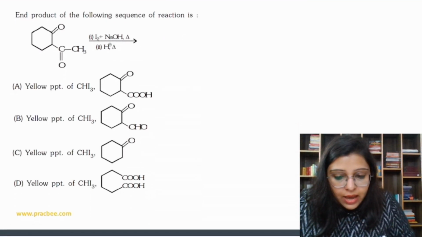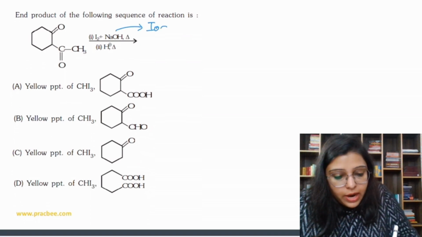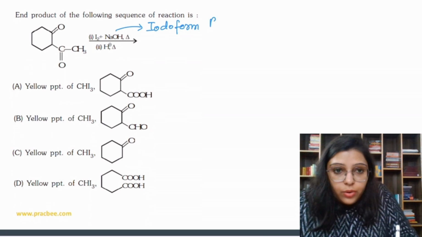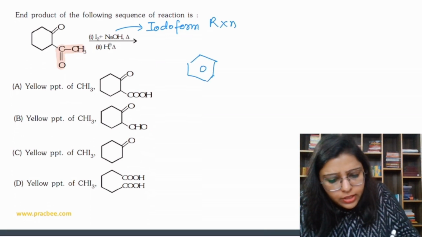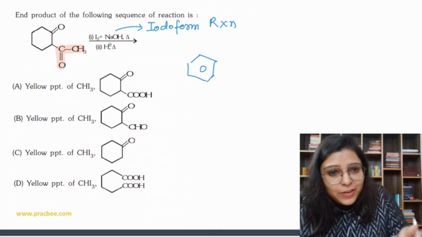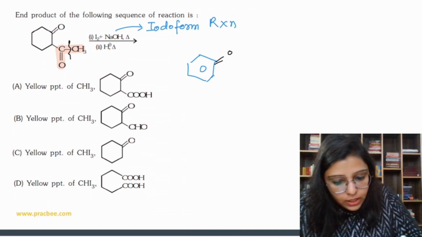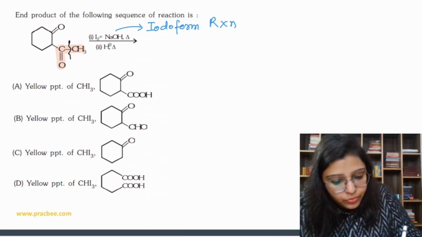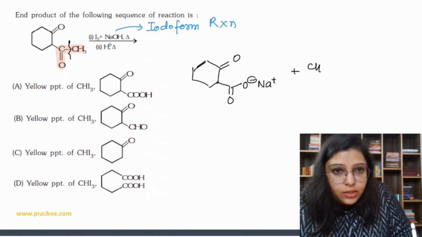Next question, we have C double bond O, CH3 and I2 NaOH. So this will show iodoform reaction. What happens in iodoform? We should be having methyl ketones. Already discussed this, but this is the type of question. So just break this. Here we do not have a phenyl ring, so cyclohexane ring, then double bond, and here we write double bond O minus Na plus, and we write CHI3.